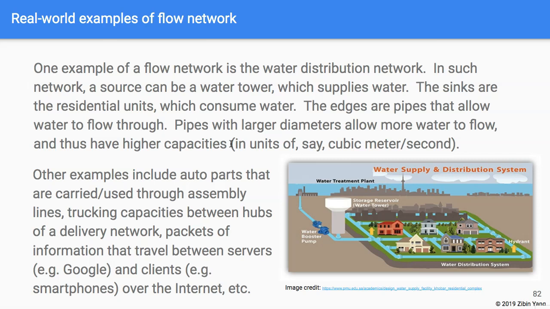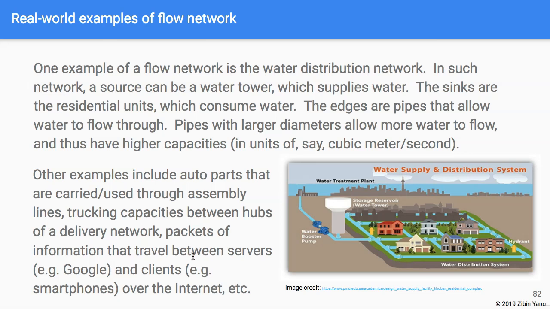So that's one example. Other examples could be an auto assembly line, where parts are carried and used throughout the assembly line. Or think of UPS or FedEx, which have many hubs in their delivery network. The goods they deliver travel between these hubs, and between some hubs they might have more trucks that carry a lot more goods, or they might have fewer trucks between hubs that don't carry that many goods. So that's another example of a flow network.